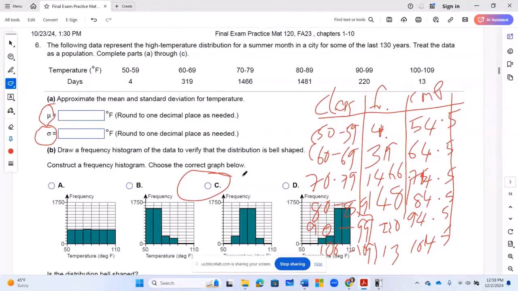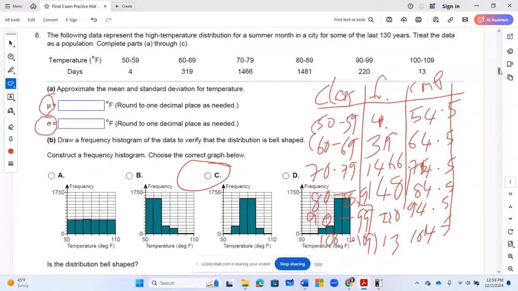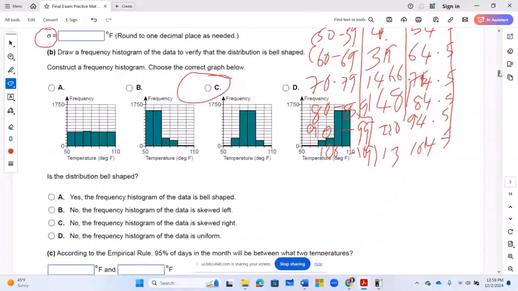Any question? I hope you know you can draw this histogram by hand. You don't really have to, but if you don't remember the steps to do it by calculator, draw it by hand. Is the distribution bell-shaped? Yes, it looks like it's bell-shaped.